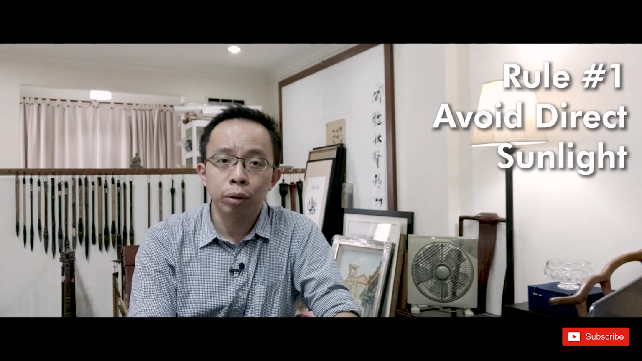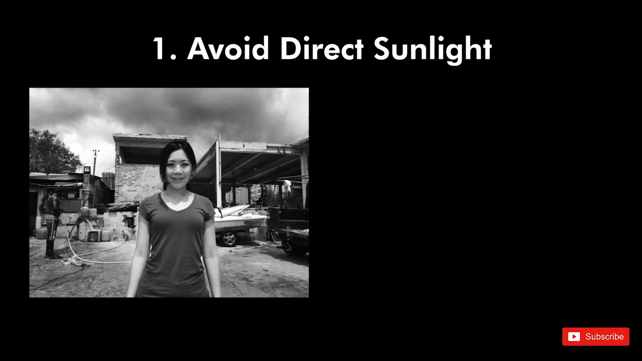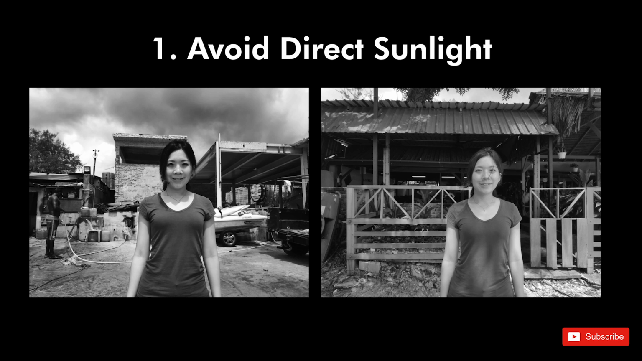Avoid direct sunlight. I took this picture last weekend with my cousin in Batu Ferringhi in Penang. For the first image, I've placed her under direct sunlight. You can see that the sunlight casts a shadow around her eyes and it's not a good look. For the second image, what I've done is place her under the shade of some trees. You can see that immediately the shadows are gone, her skin tone is much softer, her complexion looks much more natural. It's just a much better look.